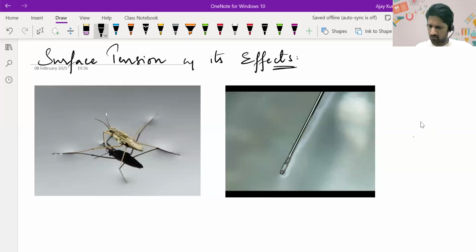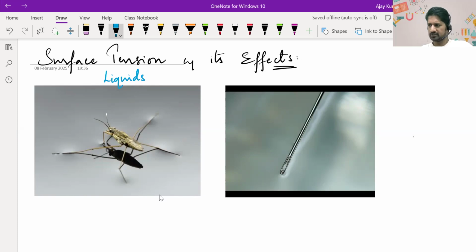Right. So today's class will be discussing this property of liquids called surface tension and the effects that it produces. Remember that surface tension is a property of liquids only. You don't observe this in gases. You must have observed this in daily life, like tiny, very light insects. They are simply able to stand on water. Or you can call it sit on water also.